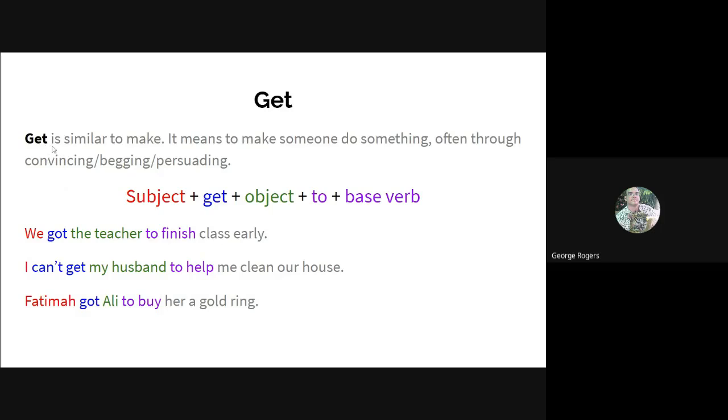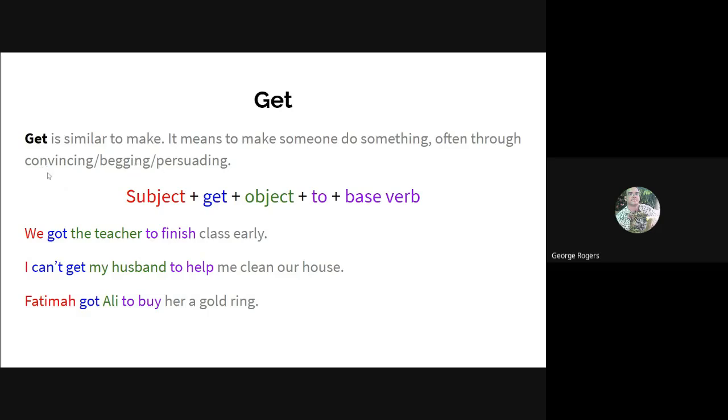So get is similar to make. It means to make somebody do something, but basically you're convincing, begging, or persuading them. Let's stress that. If you have a son and you say, you've got to clean up your room, it's a mess, and if you don't clean up, you're going to get in trouble. I'm going to ground you. You won't be able to go out for a whole week. So that is making the son, forcing them.